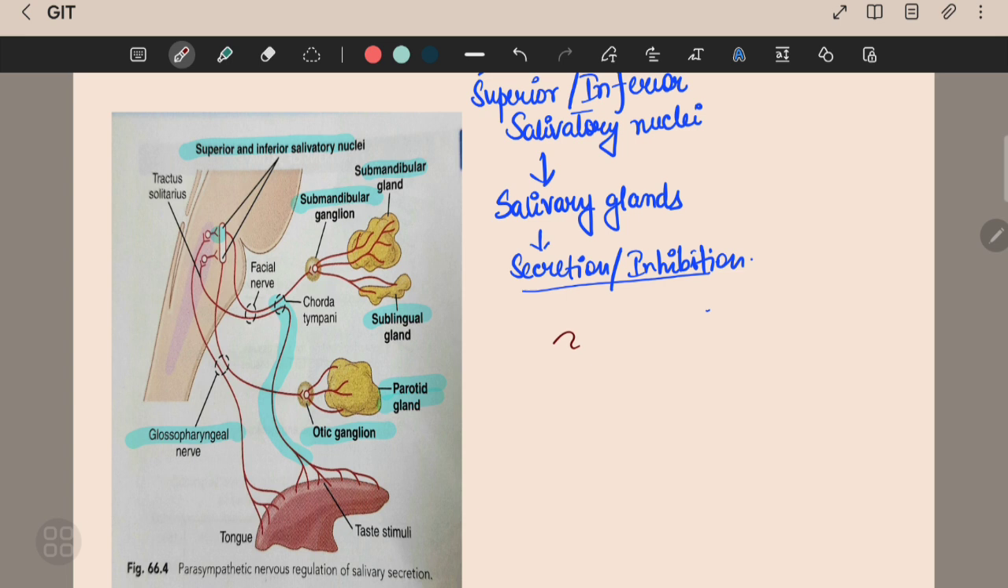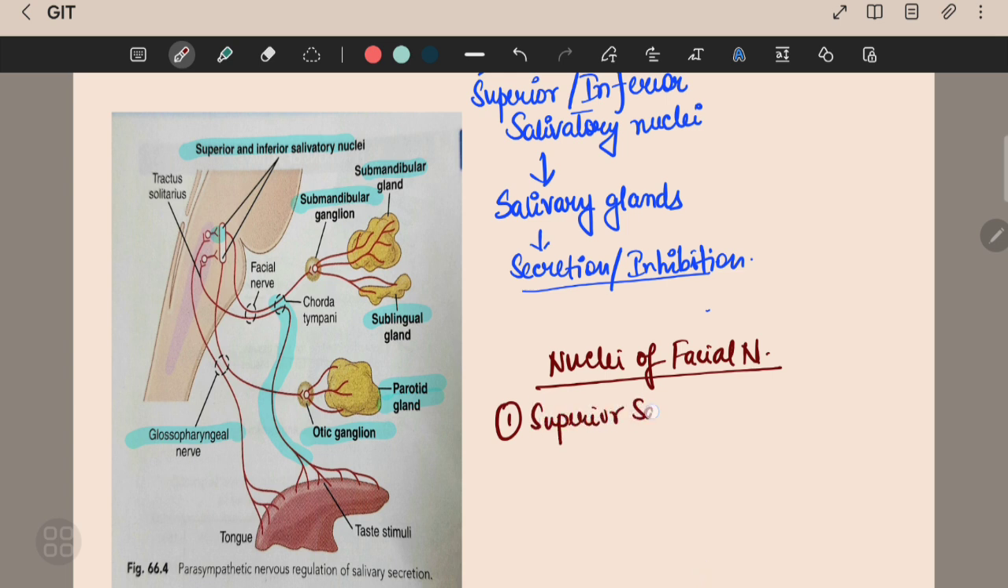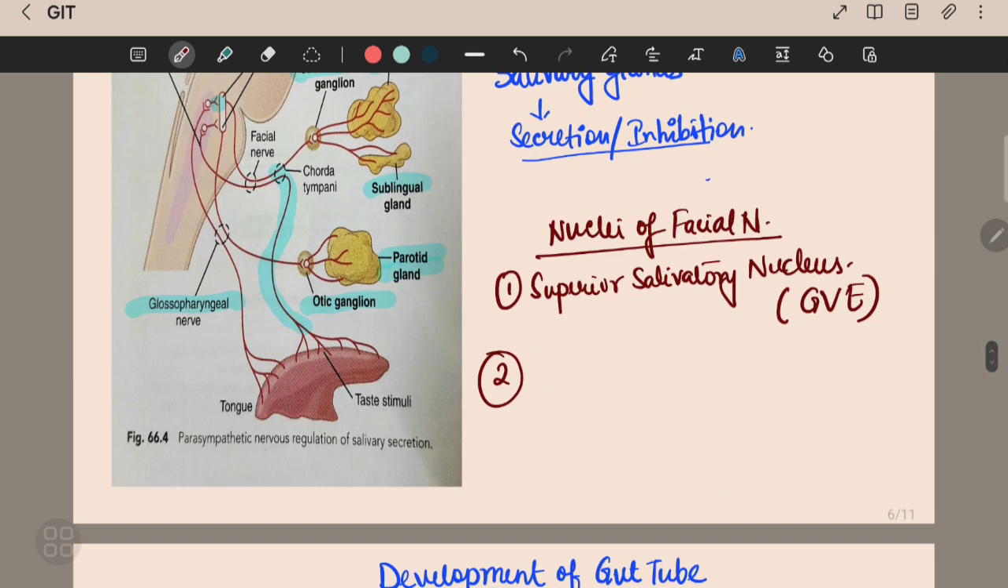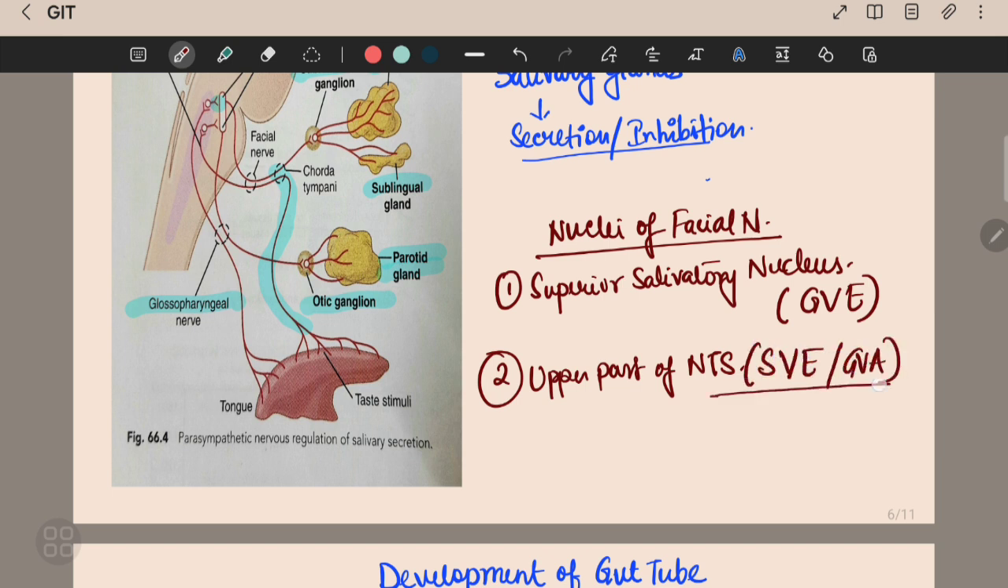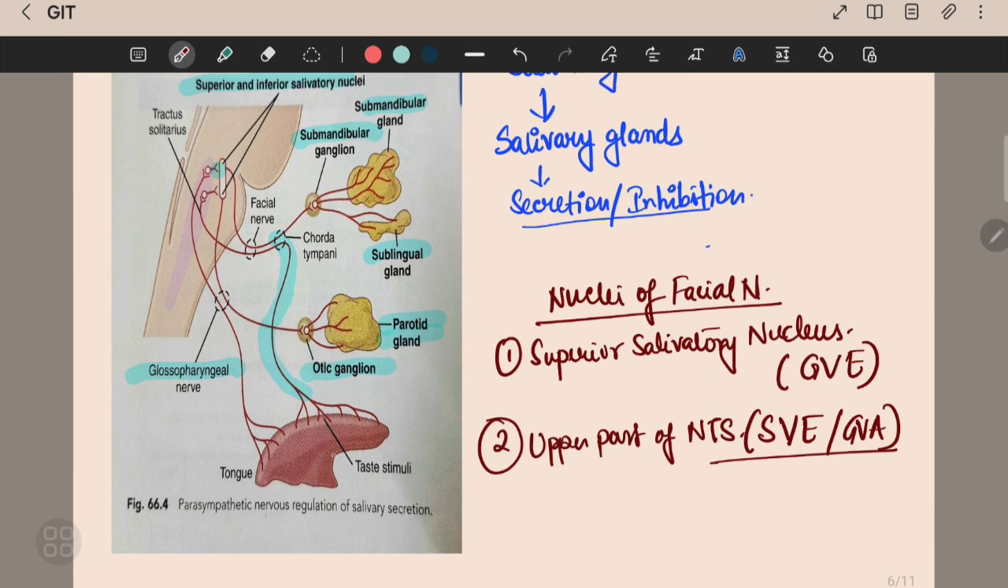So the facial nerve, if I'm talking about the superior salivatory nucleus of the facial nerve, of its different nuclei, the superior salivatory nucleus is mainly bringing the general visceral efferent fibers. And then we have the upper part of the nucleus tractus solitarius, that is mainly bringing the SVA component, or it can also bring the associated GVA component, the general visceral afferent component.